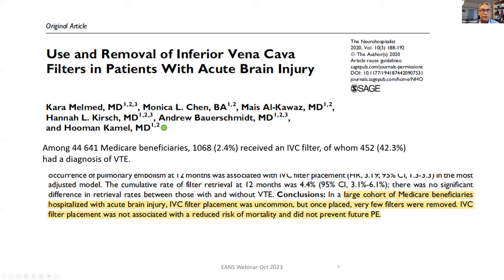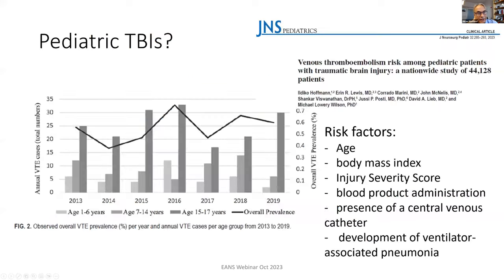Finally, a few words on pediatric TBIs. Of course, the younger you are, the less the risk is, but for pediatric patients the risk factors are increasing age, high body mass index and severe injuries. Those few that I've seen in pediatric TBI patients typically had a central venous line for a long time, which is one known risk factor. Also, if you get pneumonias afterwards.